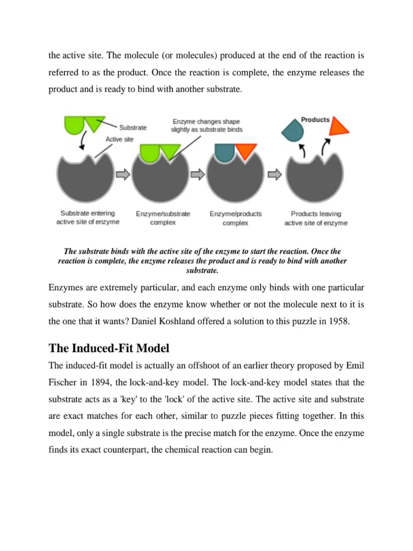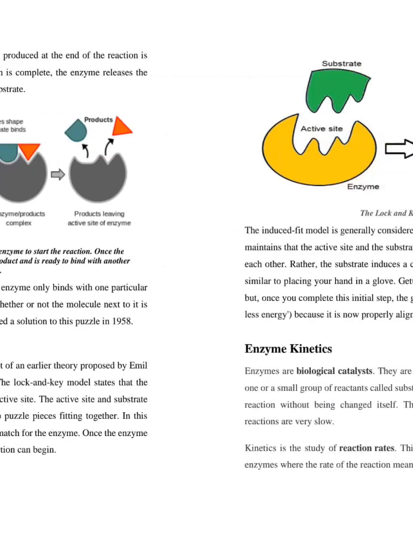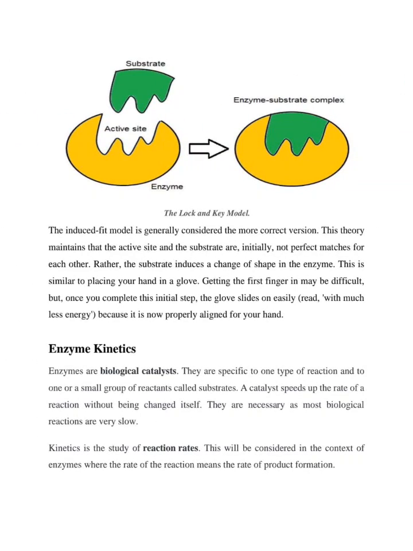The induced fit model. The induced fit model is actually an offshoot of an earlier theory proposed by Fischer in 1894, the lock and key model. The lock and key model states that the substrate acts as a key to the lock of the active site. The active site and the substrate are exact matches for each other, similar to puzzle pieces fitting together. In this model, only a single substrate is the precise match for the enzyme. Once the enzyme finds its exact counterpart, the chemical reaction can begin. This is the lock and key model.